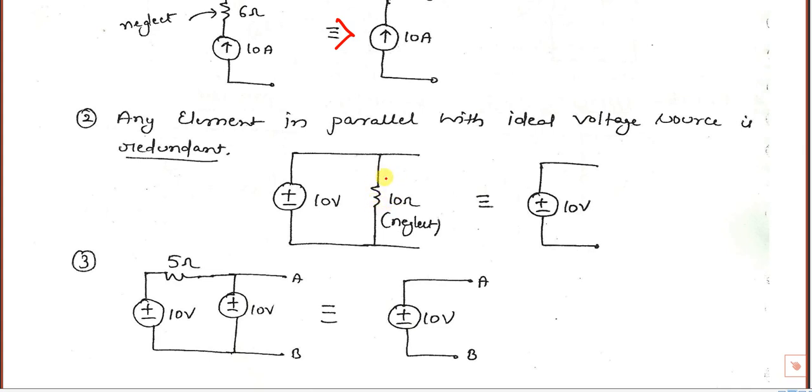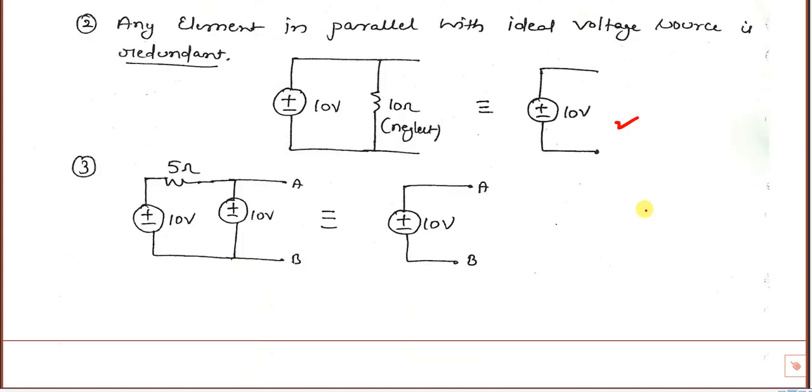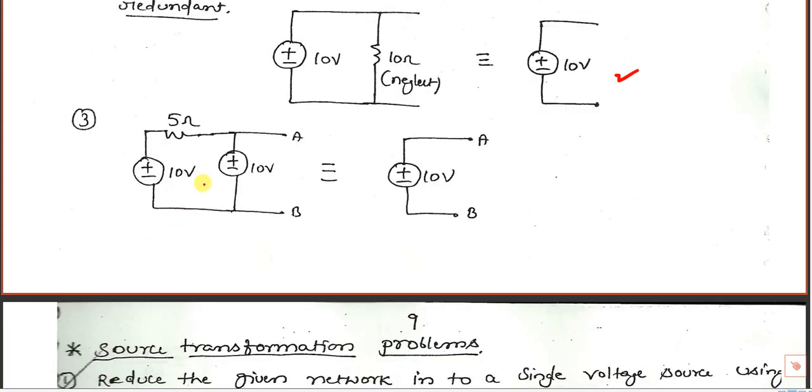So this should be open. If I remove it, leaving it open, the voltage across these two points is still 10 volts. Voltage across these two points is still 10 volts with this open. So this one is correct. Now this is correct because this is an ideal voltage source, as it does not have any series resistance.